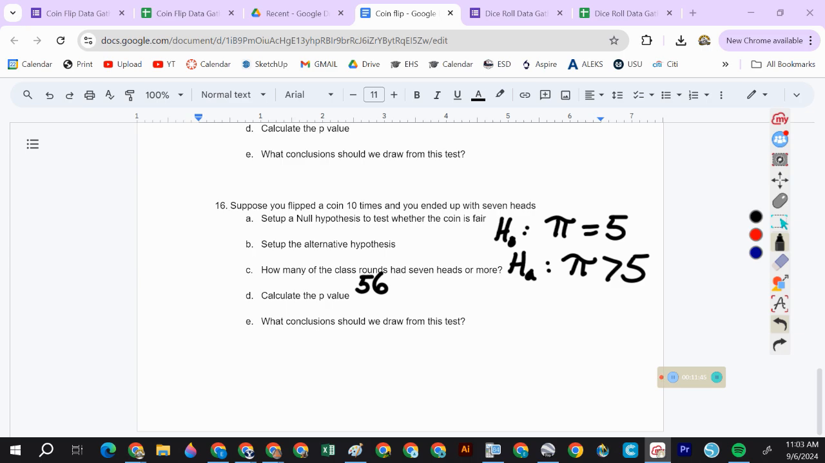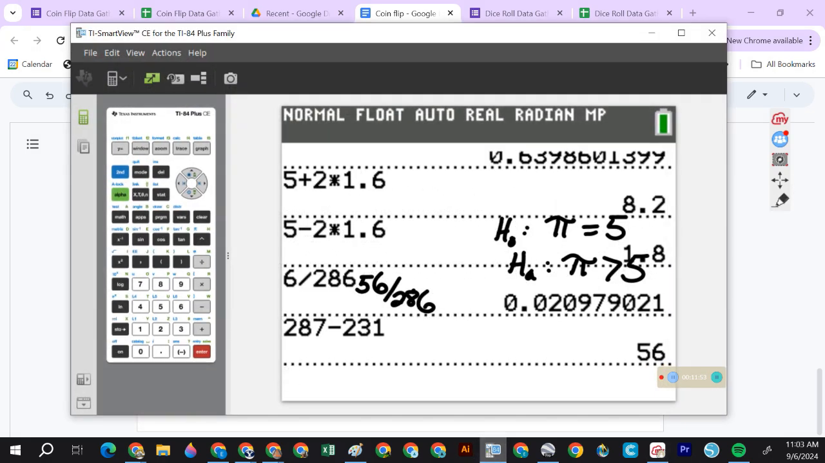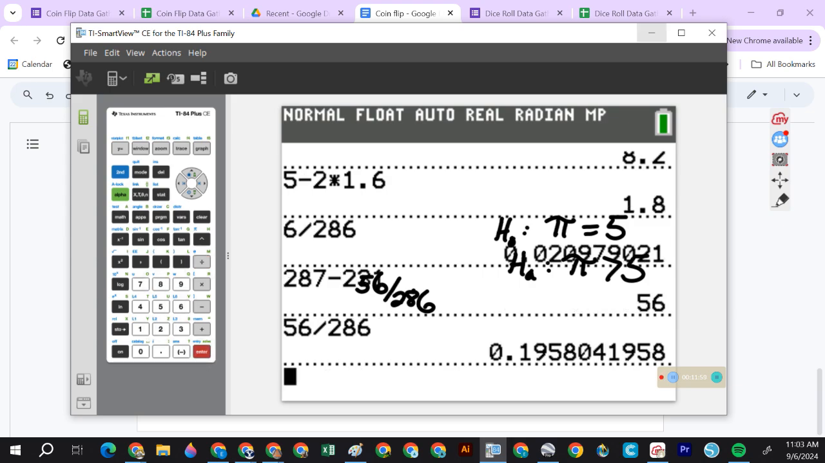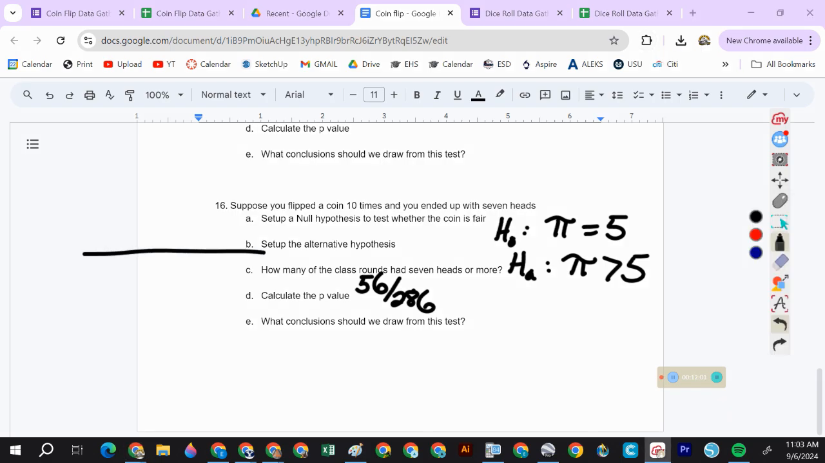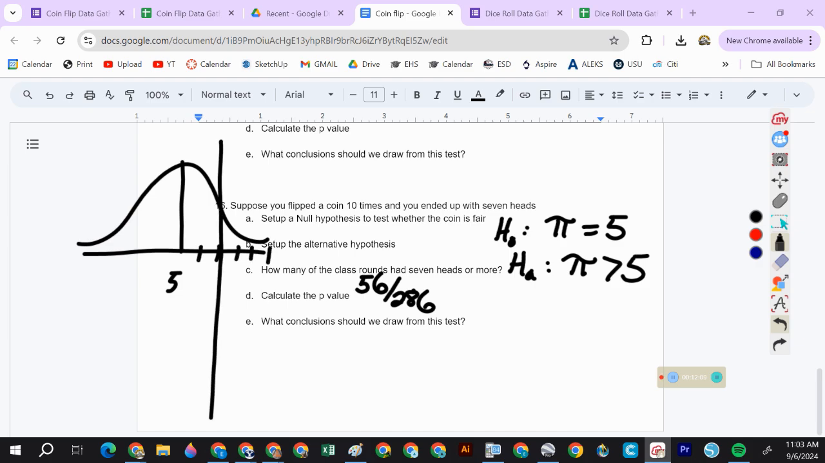Right? And how many rounds did we play? 286. So 56 divided by 286 means 19.5%. So if I were to draw our normal curve and put 5 in the middle, 6, 7, 8, 9, 10, and I draw a line at 7, this area over here, the number of 7s, 8s, 9s, and 10s, represents about 20% of all possible outcomes. So my p-value is 20%.